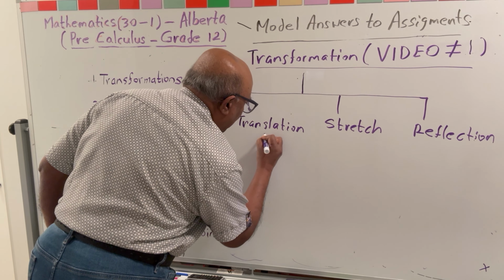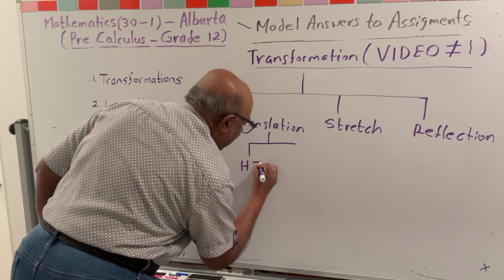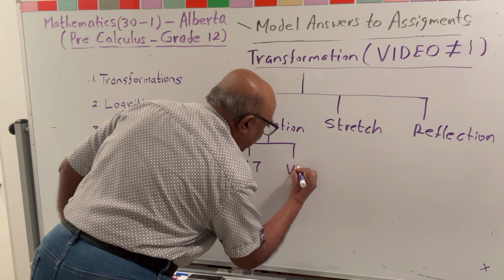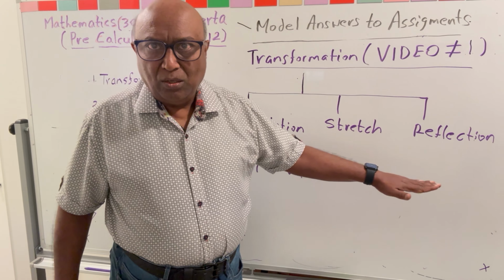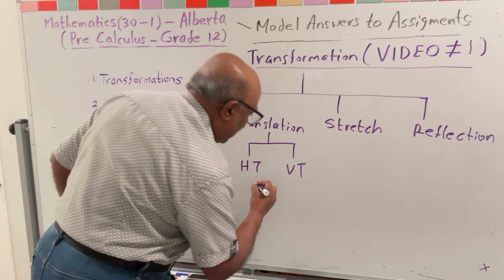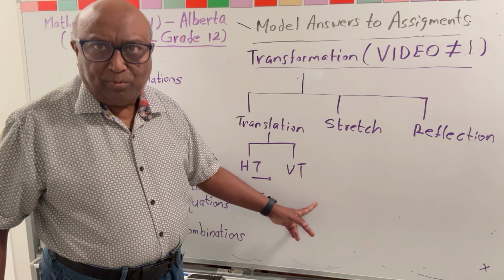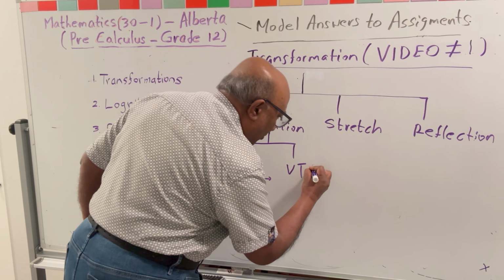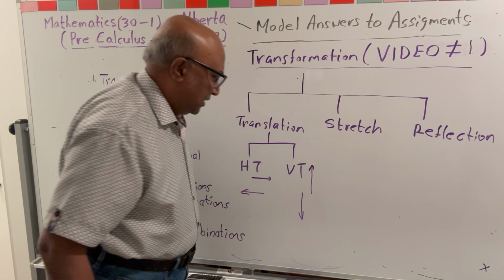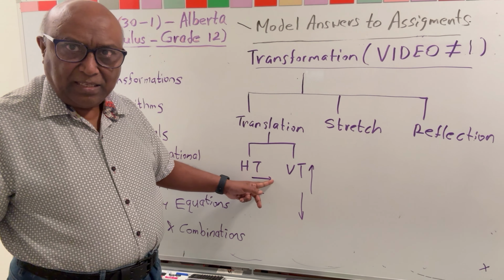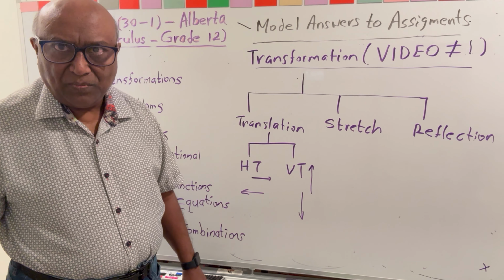Translation may be two kinds: horizontal translation or vertical translation. That means moving horizontally right or moving horizontally left. Also, the object can be moved vertically up, or vertically down. Horizontally right, horizontally left. Vertically up, vertically down.